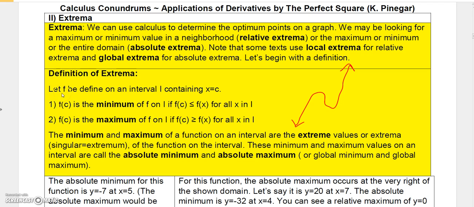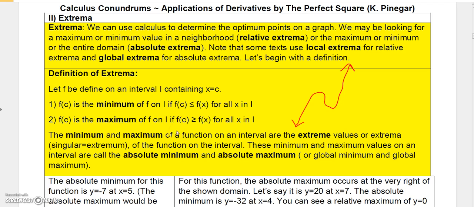Let me just talk about absolute extrema. It says let f be defined on an interval I containing x equals c. f of c is the minimum, and when we say that, we mean absolute minimum, of the function f on I if f of c is less than or equal to all other functional values. In other words, if f of c is less than or equal to all other y values, then we would say f of c is the minimum.